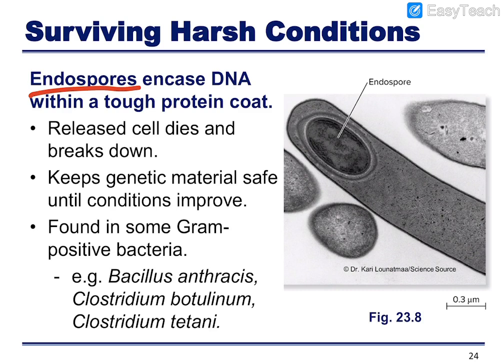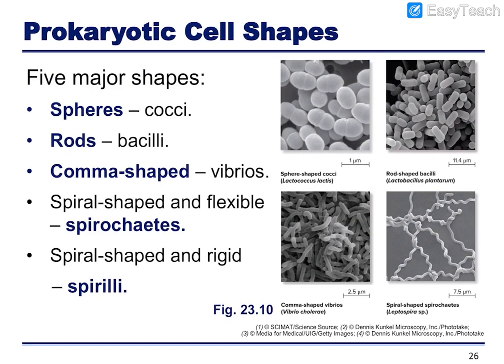So how do bacteria survive harsh conditions? Well, bacteria have endospores, which encase the DNA within a tough protein coat. This keeps genetic material safe until conditions improve, and you can find them in some gram-positive bacteria.